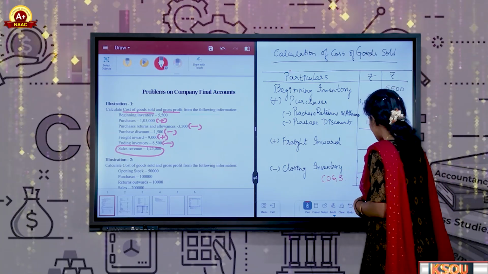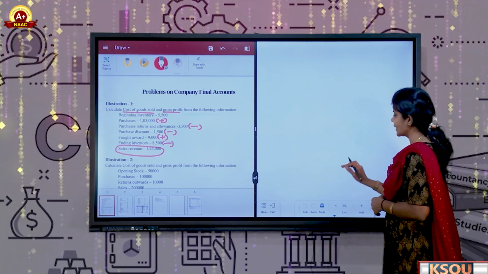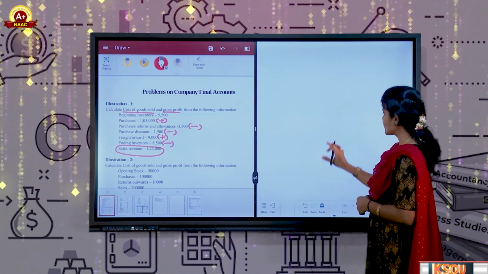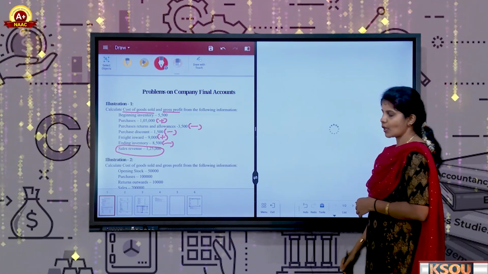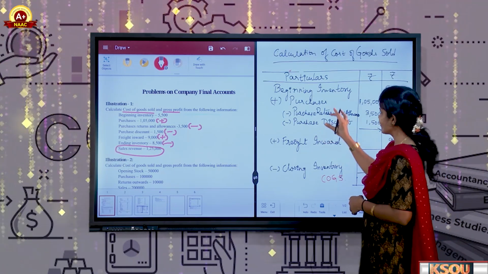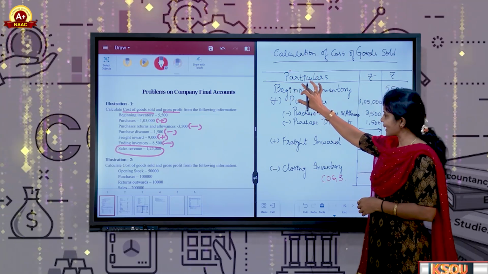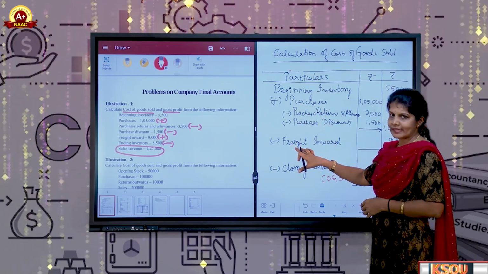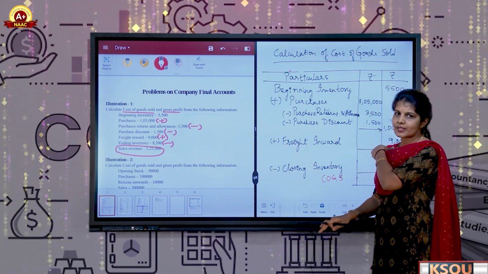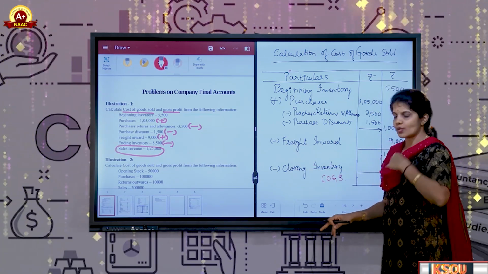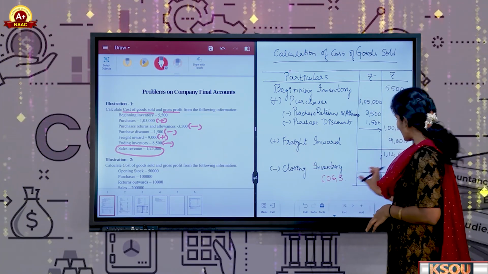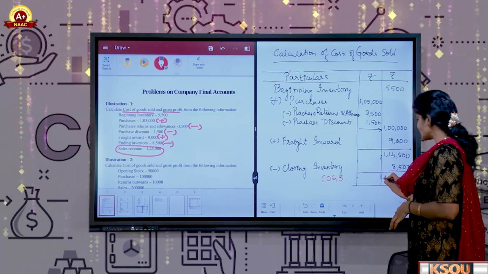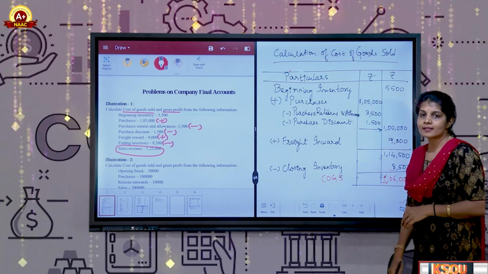So now let us calculate gross profit. I hope you have understood how to calculate the cost of goods sold by taking all the information, that is opening stock, beginning inventory, by adding purchases, adding freight inwards or the direct expenses, and deducting closing inventory. The balance what we get is called cost of goods sold. How much is the cost of goods sold? The cost of goods sold is 1,06,000.